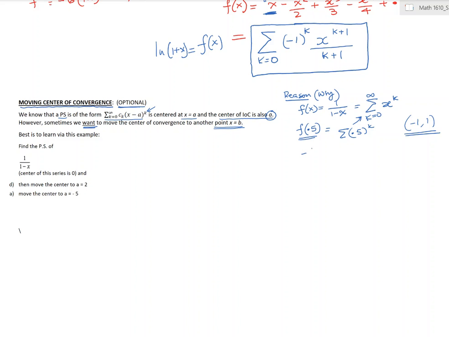However, if I want to find, suppose, f of 2.5, then I cannot use that power series. It is useless because the interval of convergence is -1 to 1, so x has to be in that interval. So if I do have to find this, I should move the center near 2.5. That's the reason why we should be able to do it.